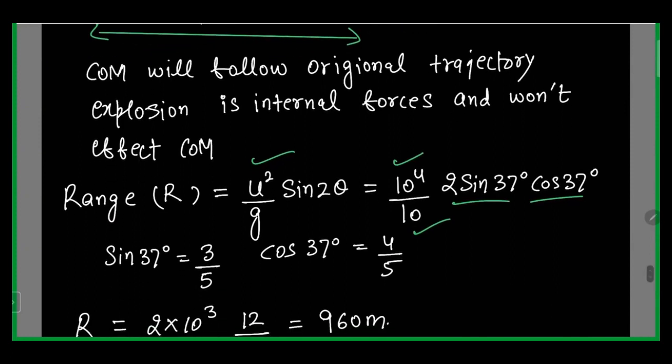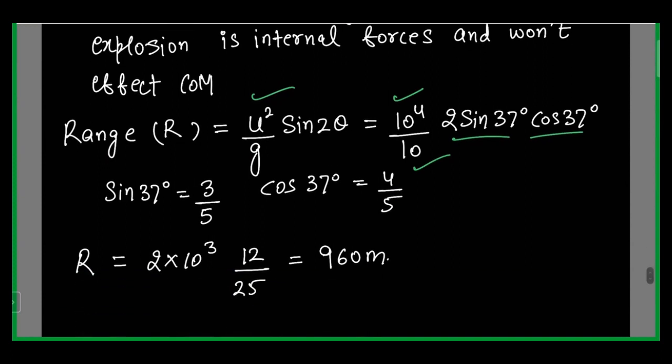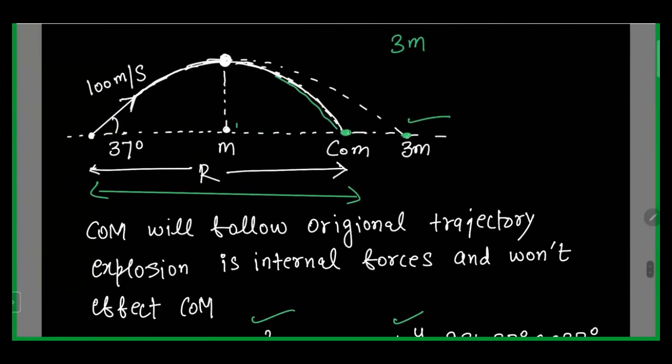Now I want you to remember these values. These are very important. Many times in physics, you have to use sine 37 and cos 37. Sine 37 is 3/5 and cos 37 is 4/5. If you put in these values, the range you will get is 960. It means your center of mass is at 960, and the small mass will be halfway, which is 480. It's very simple. If the entire range is 960 and the highest point is in the middle, then your small mass is at 480.